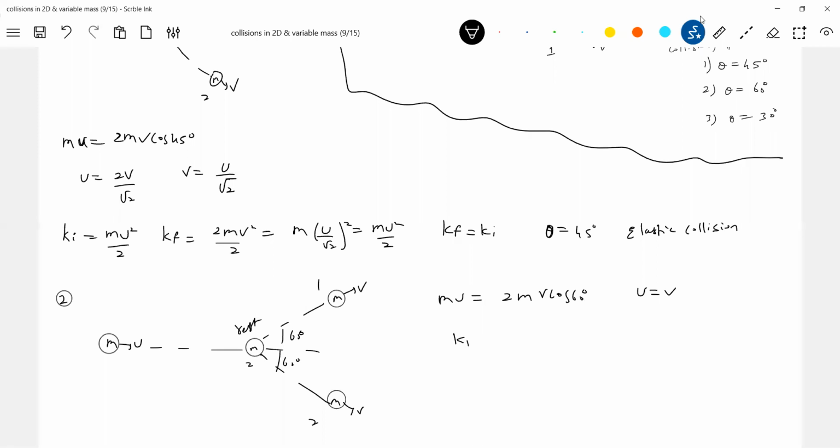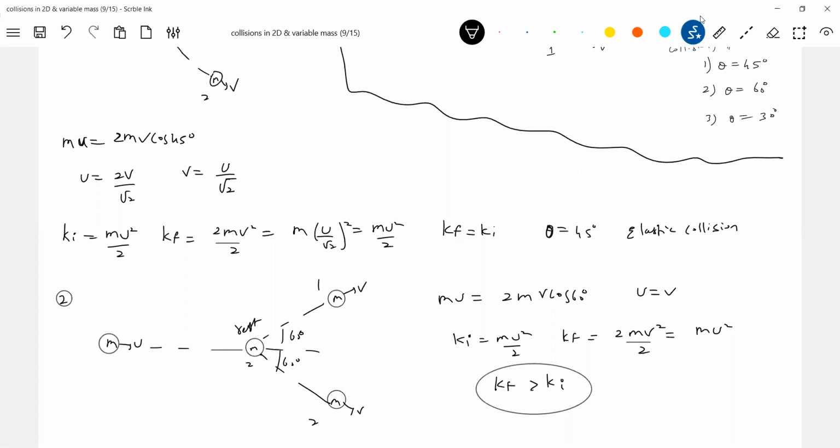Then initial kinetic energy is mu square by 2. Final kinetic energy is 2mv square by 2, which is mu square only. Look at the final kinetic energy: it is greater than the initial kinetic energy. How is it possible? Yes, it can happen. With subatomic particles, it can happen.